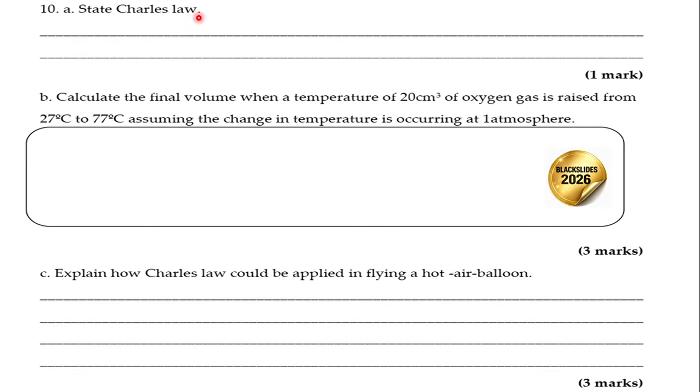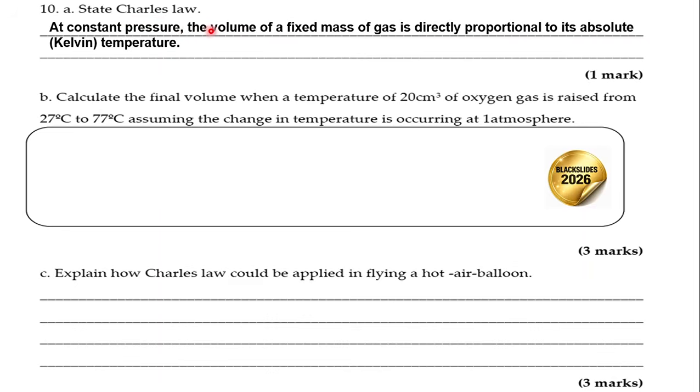State Charles law. Charles law is to do with gas laws. It states that at constant pressure, the volume of a fixed mass of gas is directly proportional to its absolute temperature, or Kelvin temperature. Meaning as the temperature increases, the volume of the gas also increases, possibly because of expansion. This is only true when gas pressure and mass are kept constant.